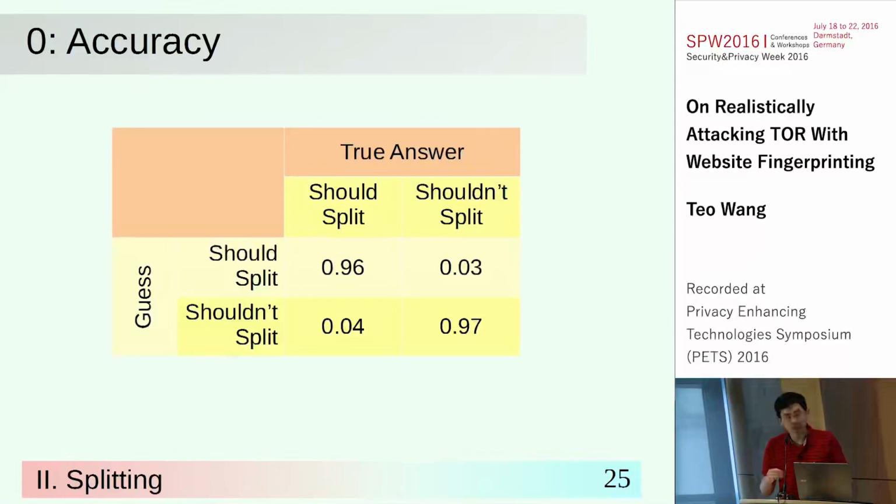For the first one, we can answer it fairly accurately. The ideal case for this table is if the true answer is we should split, then we have a 1 there for which we guess that we should split, and we have a 1 across the diagonal. That would be ideal, and we are very close to ideal in answering the question: is there a split in this pair of packet sequences, even when there's no time gap?